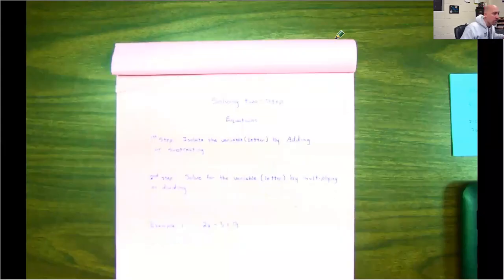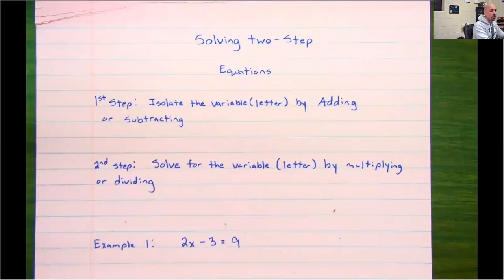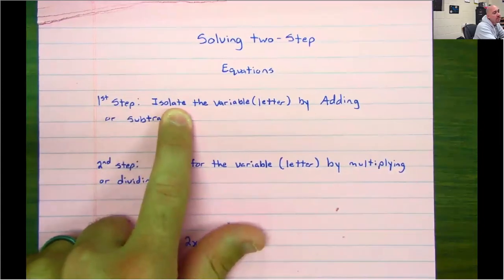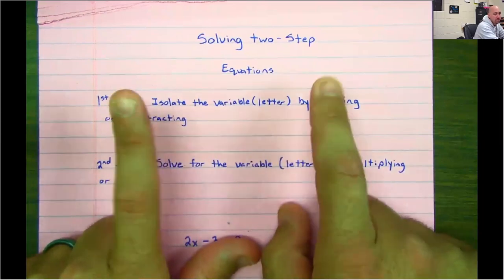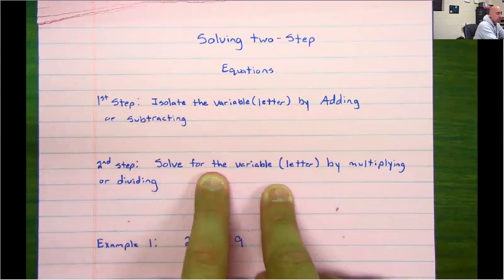Today I'm going to show you how to solve two-step equations. When you're solving one-step equations, there is one step. When you're solving two steps, guess what? There are two steps. The first step is to isolate the variable, or the letter, by adding or subtracting. The first step is always add or subtract. The second step will always be multiply or divide.